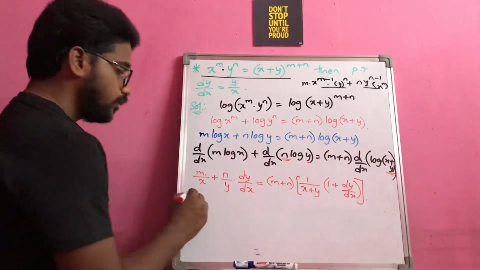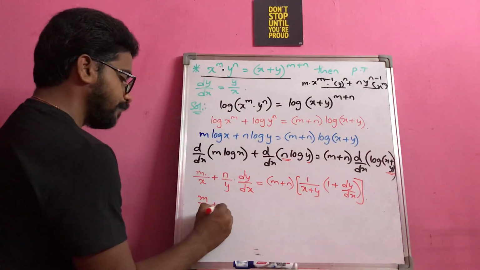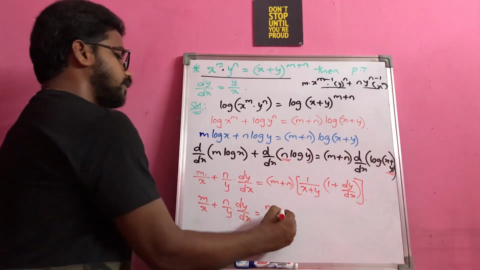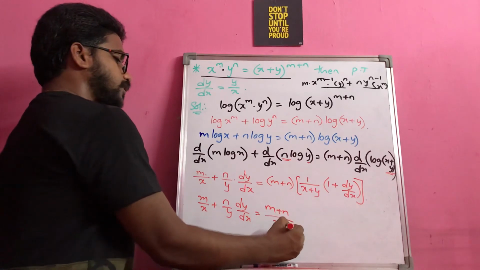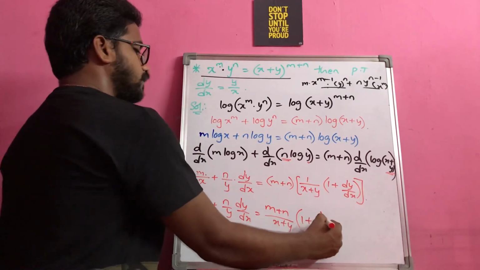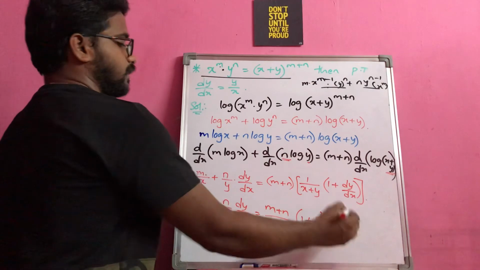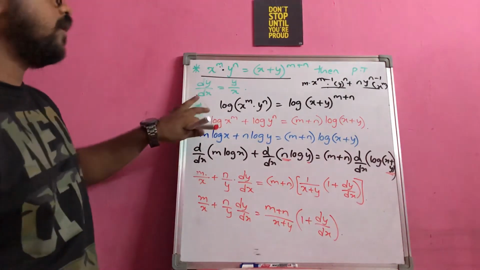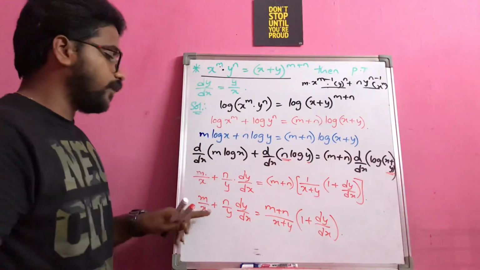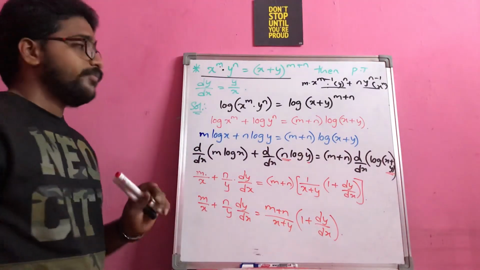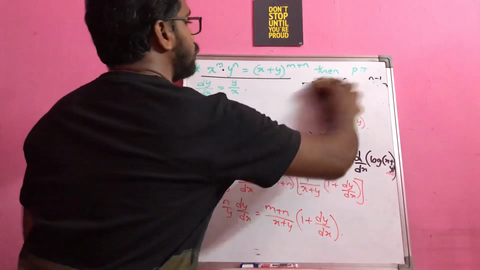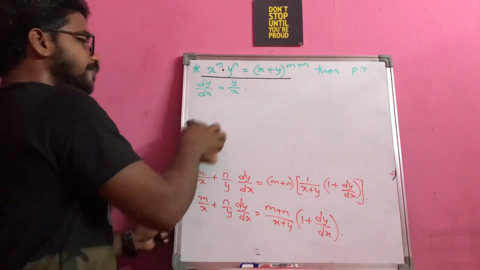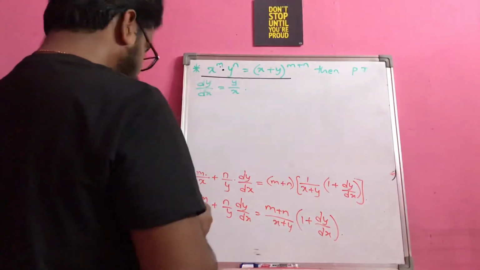Right? So this is m by x plus n by y, dy by dx is equal to m plus n by x plus y into 1 plus dy by dx. So we just applied the logarithm function and then we tried to get the value in terms of dy by dx. So now let us bring all the terms with dy by dx to one side, and the other terms to the other side, to get the value of dy by dx.